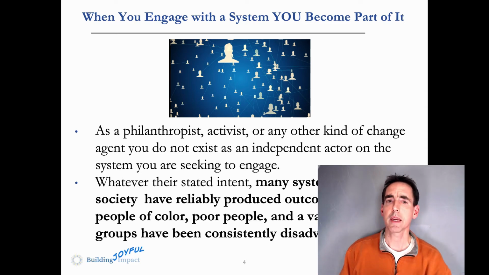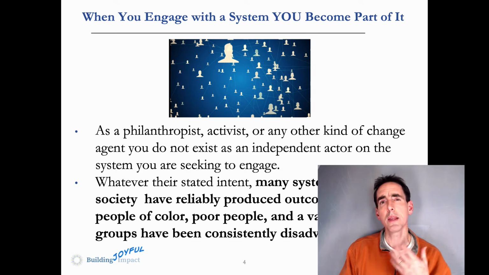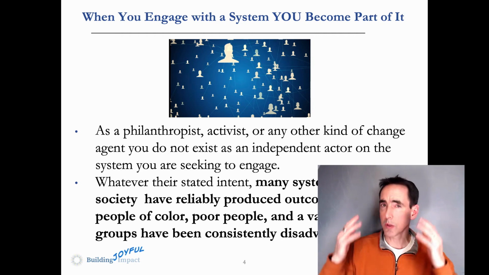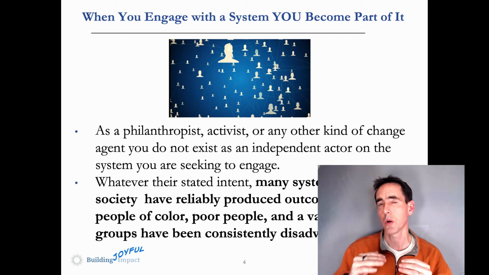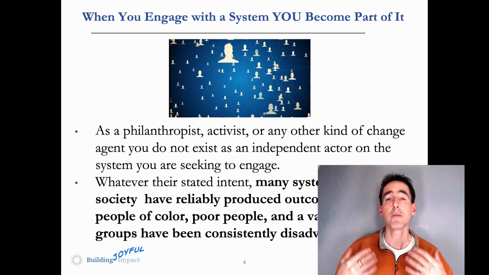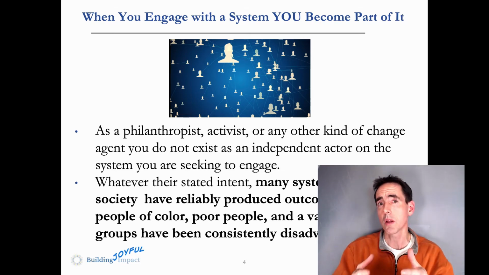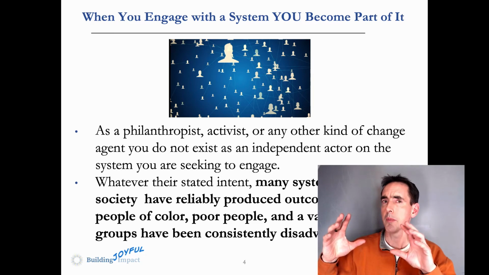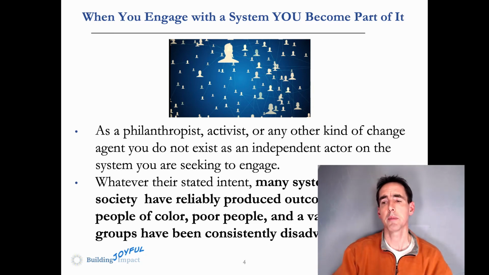And this is particularly the case when we realize that, whatever their stated intent, so many systems in our society are actually functioning in a way that reliably produces outcomes that are unfair or that disadvantage people of color, poor people, a variety of other groups that have been consistently disadvantaged by these systems. And so again, you really want to be thinking about how you show up in those systems, whatever role you occupy, and however uninvolved you may think you are. Sometimes you may think you're right at the heart of the system, but when you really map it out, you realize that you're not quite at the center and that there are some other dynamics going on.